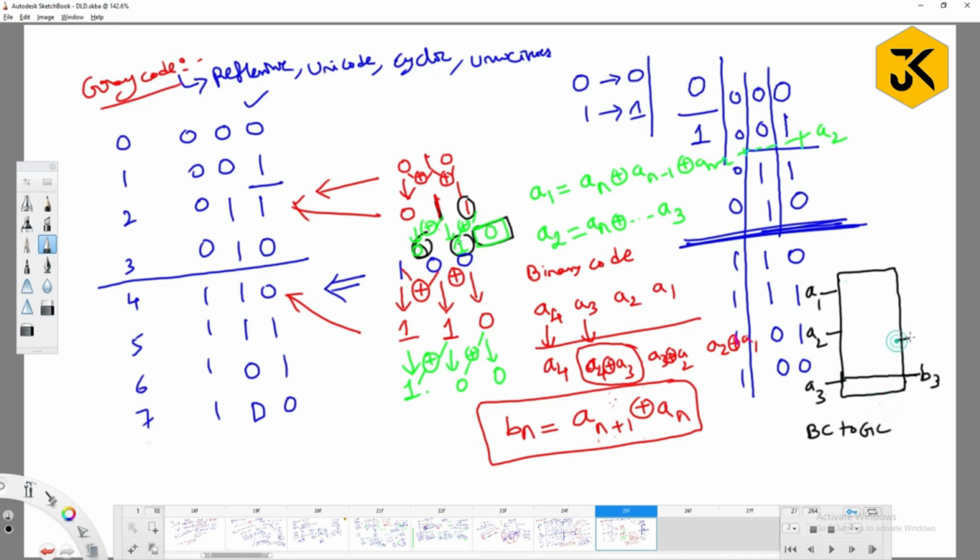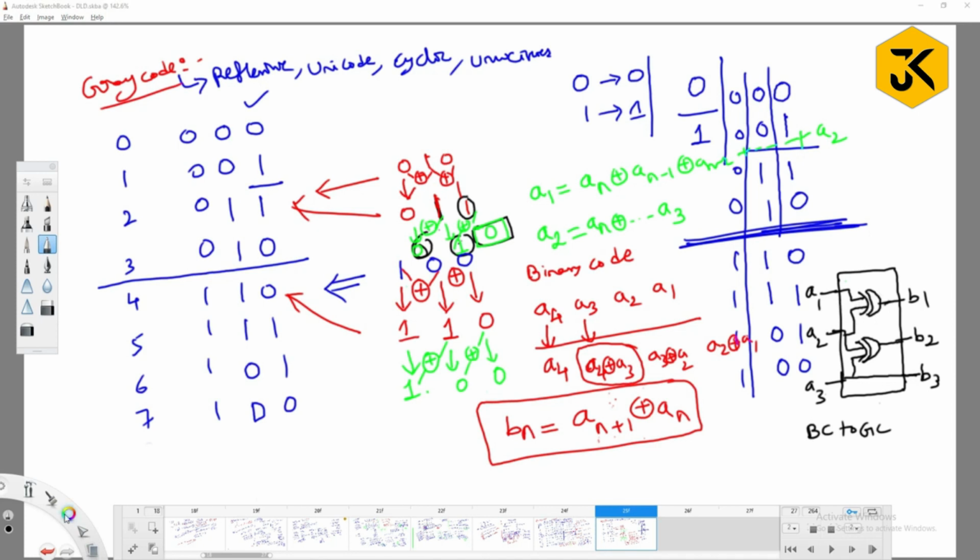How are we going to get B2? B2 you are going to get by XOR operation of A3 and A2, right? So I take the input of A2 and the input of A3. There is a symbol called the XOR symbol which is going to produce B2, right? How are we going to get B1 here? XOR operation of A1 and A2. So like this you need to draw the circuits in the future. That is where you require this kind of analysis, right?